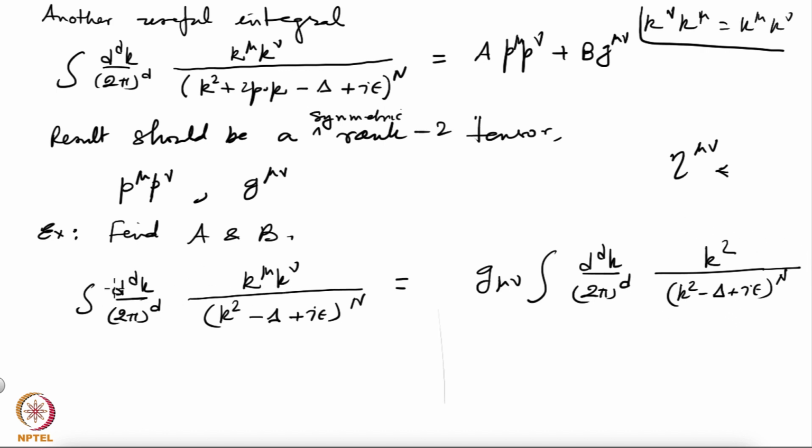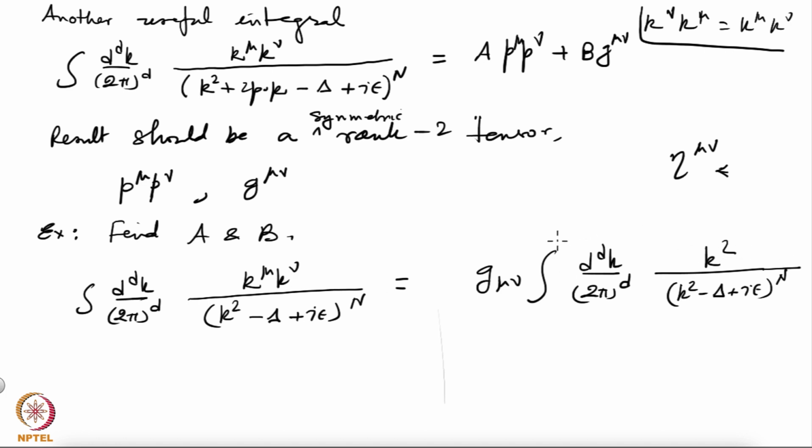If I contract on both sides with g_μν, the left-hand side will give you k² over this. On the right-hand side, g^μν times g_μν will give you some constant, and then exactly k² here, as you had there.